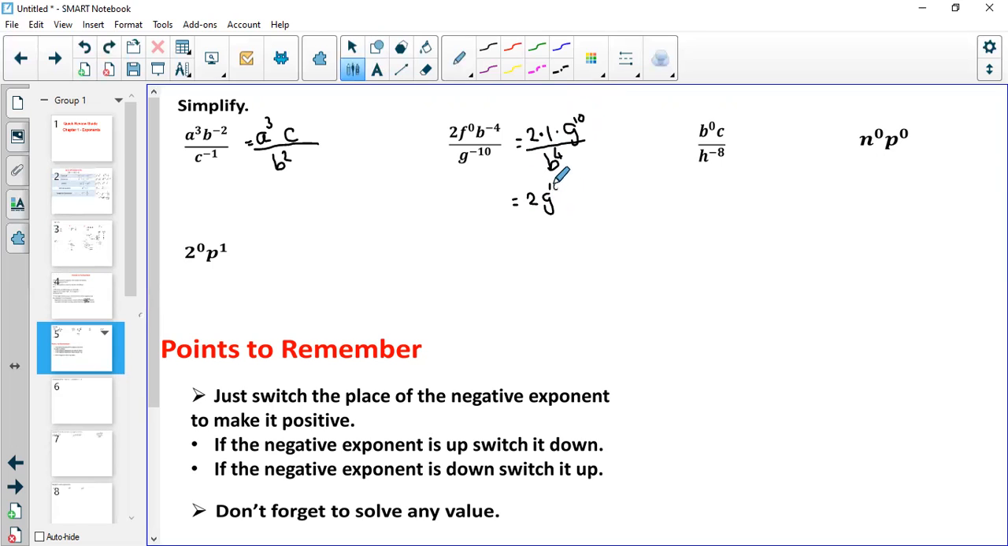G to the power of 10 over b to the power of 4. Just flip the places of the exponents which are negative. That's all the idea of this part.